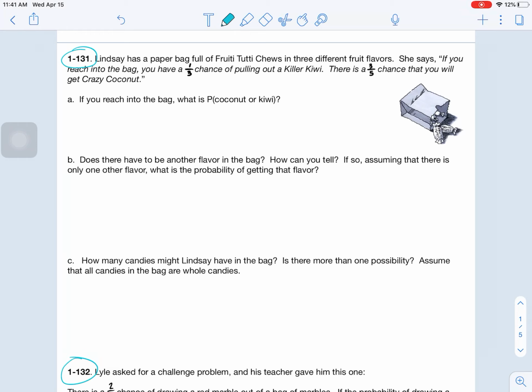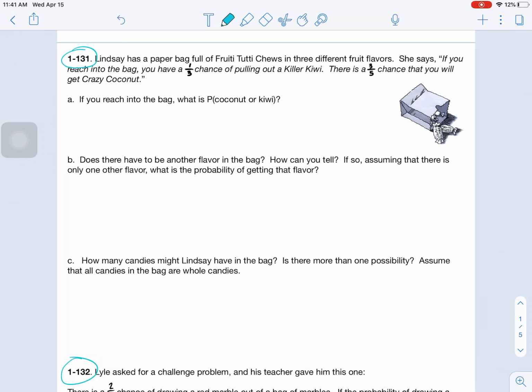So for problem 131, it says Lindsay has a paper bag full of fruity Tooty Chews in 3 different fruit flavors. She says if you reach into the bag, you have 1/3 of a chance of pulling out killer kiwi, and there is 3/5 of a chance that you will get crazy coconut. So the first question is asking, if you reach into the bag, what is the probability of coconut or kiwi?